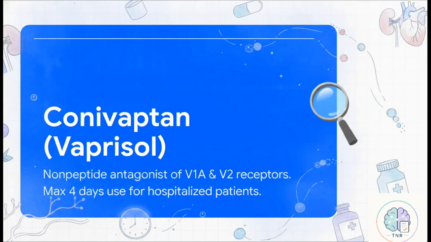Alternatively, there's conivaptan, also sold as Vaprisol. This is an IV non-peptide antagonist of V1A and V2 vasopressin receptors, and it is FDA approved specifically for hospitalized euvolemic or hypervolemic patients with moderate to severe hyponatremia. The standard dosing is a 20 mg IV loading dose over 30 minutes, followed by a 20 mg continuous infusion over 24 hours. If the sodium still won't move, you can push that to 40 mg. But listen up, the absolute max duration is 4 days. You cannot exceed that, and you've got to watch carefully for drug interactions.